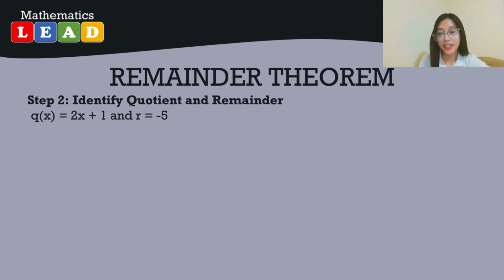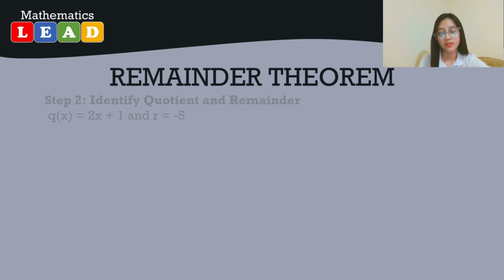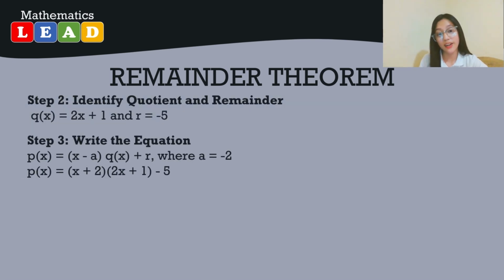For our step 2, identify quotient and remainder. The quotient q of x is 2x plus 1 and the remainder r is equal to negative 5. So for step 3, write the equation. Following the general form, p of x equals quantity of x minus a multiplied by q of x plus r, where a is equal to negative 2 since we're dividing by x plus 2 equals x minus negative 2, we get p of x equals quantity of x plus 2 multiplied by 2x plus 1 minus 5.